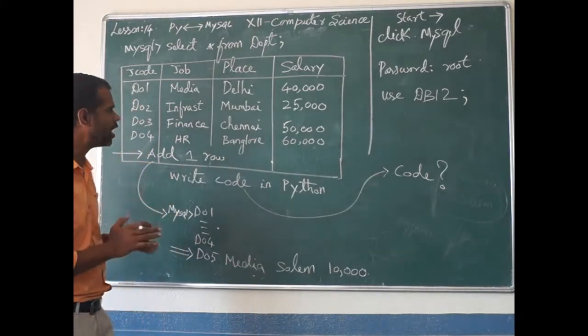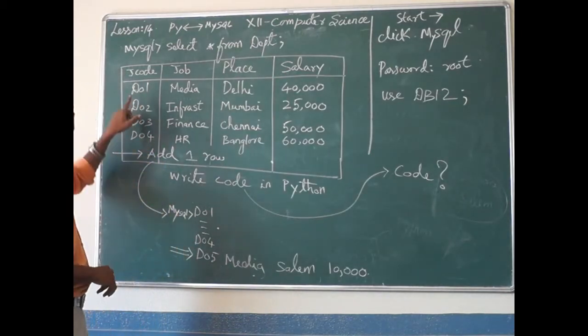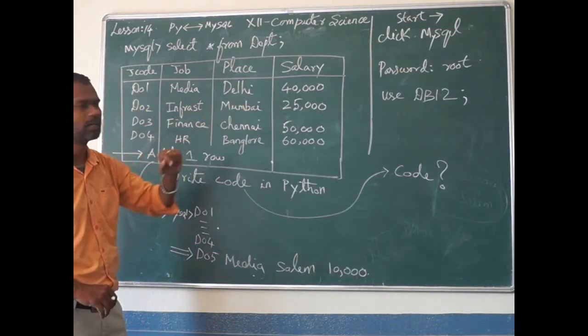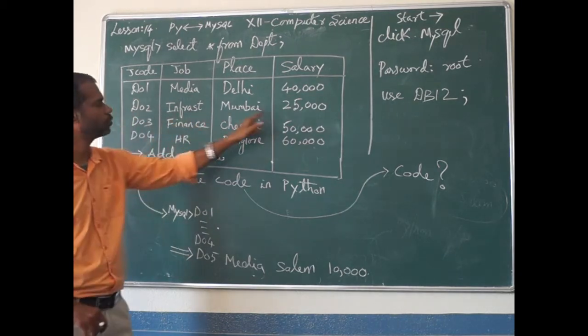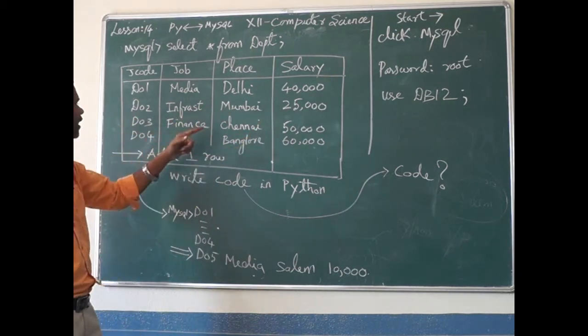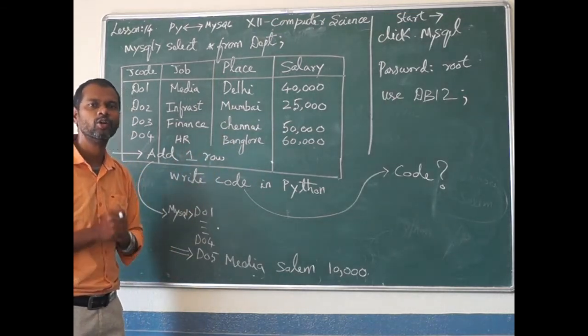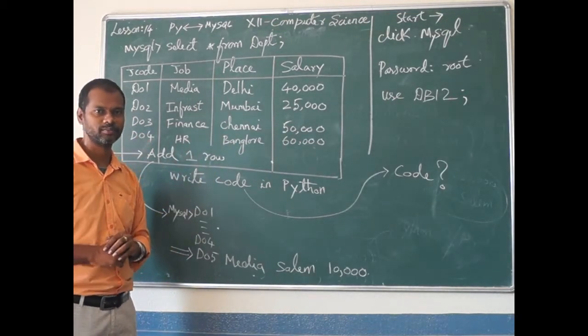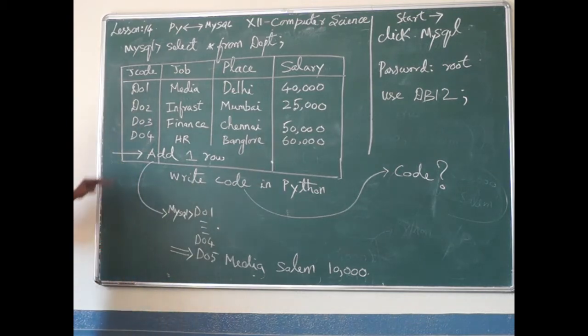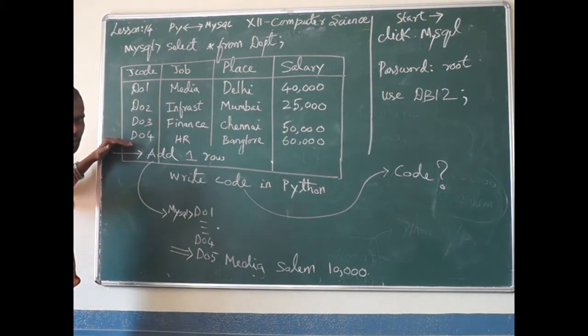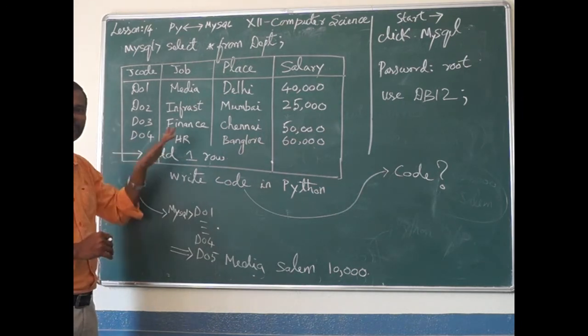Then you just see how many rows are there. D01 row, then D02 row, then D03 and D04 row. Totally how many rows are there? Totally 4 rows are there. Okay, fine. So what you have to do now? You have to add one more row in this table.